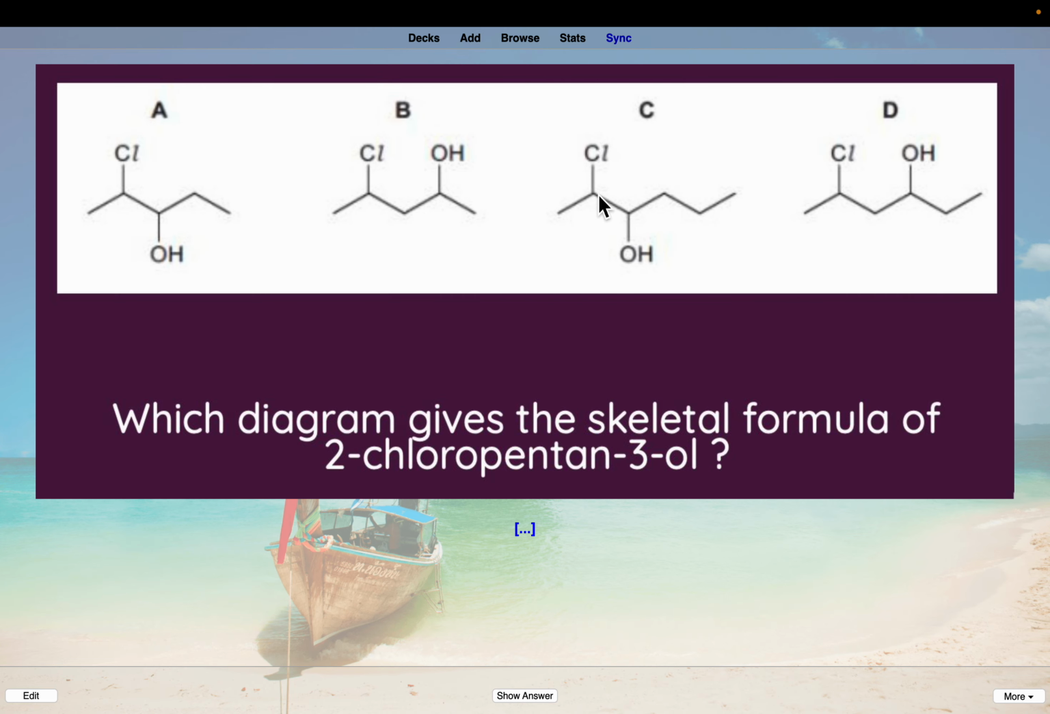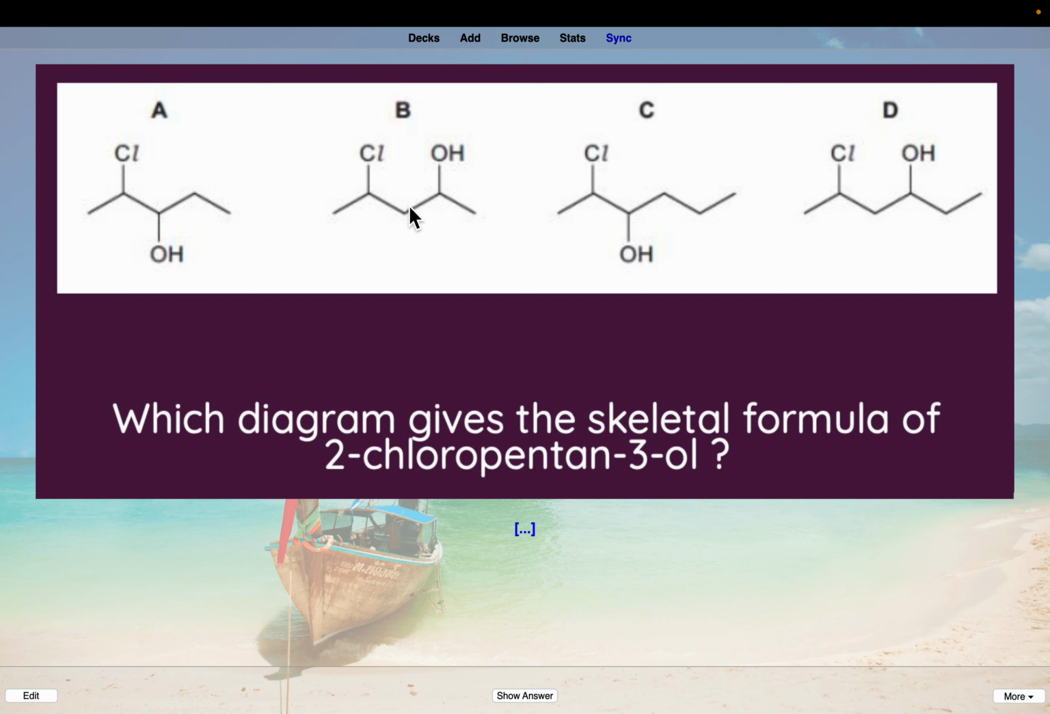Makes sense. Which diagram gives the skeletal formula of 2-chloro-3-pentanol? 2-chloro, right? So 1, 2, 3, 4, 5. C and D are no longer pent. They already have 6 carbons, so they cannot be the answers. I think the answer is letter A.